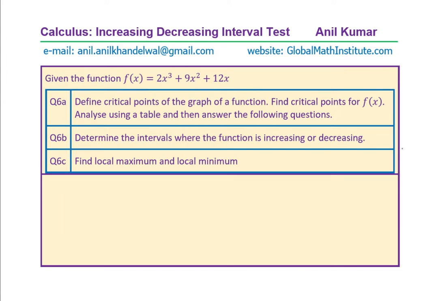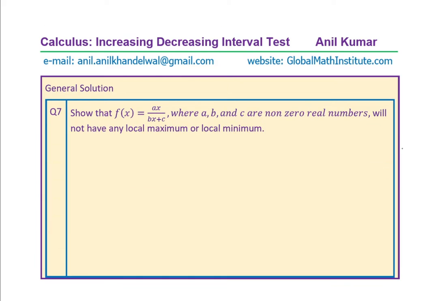Question number 6. This time we are given a polynomial, simple function. Define critical points of the graph of the function, find critical points, analyze using table, and then answer the following questions. Now this is a standard method. Basically, it's a knowledge-based question which kind of reviews all the concept. Determine the interval where the function is increasing or decreasing, find local maximum and local minimum, right? Straightforward, more or less.